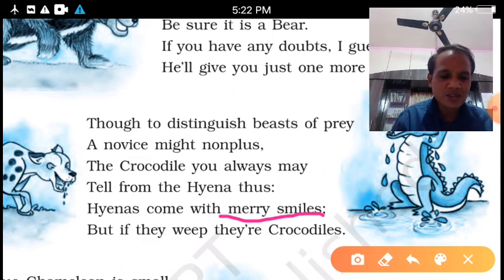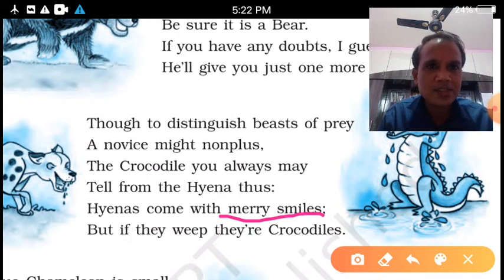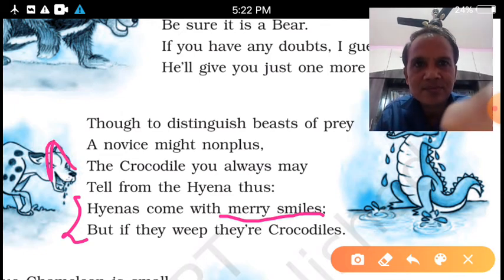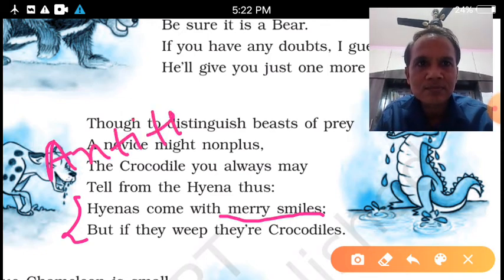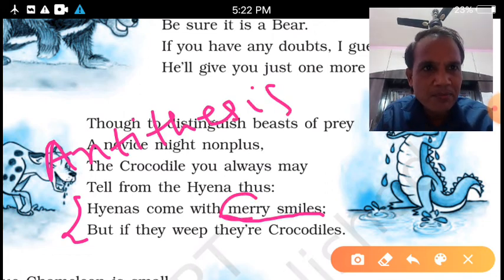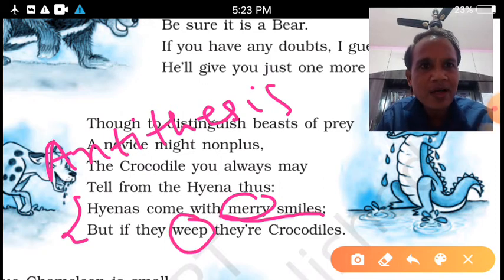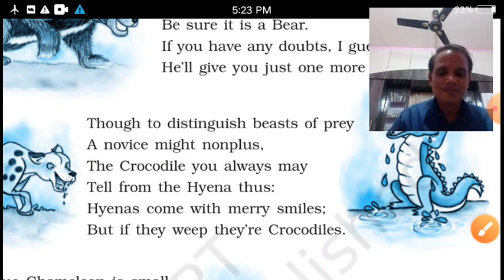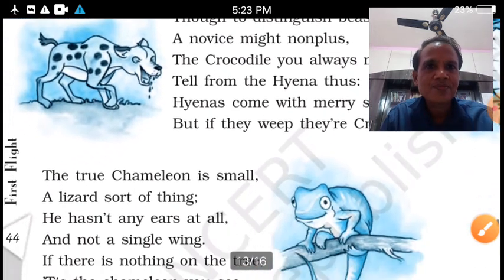Now let me see the figure of speech in these last two lines. Antithesis. Why? Because the opposite words merry and weep are used in both these lines. You have to take both the lines together. Only then it is an antithesis. Otherwise the antithesis cannot be possible. Let me proceed toward the last stanza.